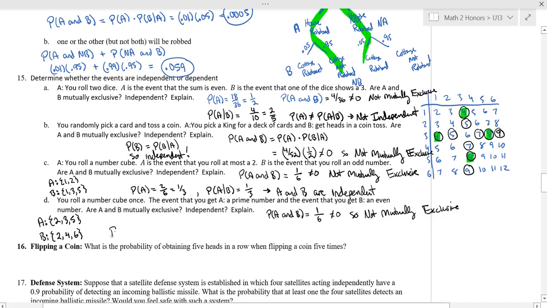Okay, now the probability of A is 3 out of 6. There's 3 primes out of the 6, so 1/2. The probability of A given B, alright, so you've rolled an even number. There are 3 even numbers. How many of those are prime? It's 1 out of 3. And notice that these are not equivalent, so A and B are not independent.